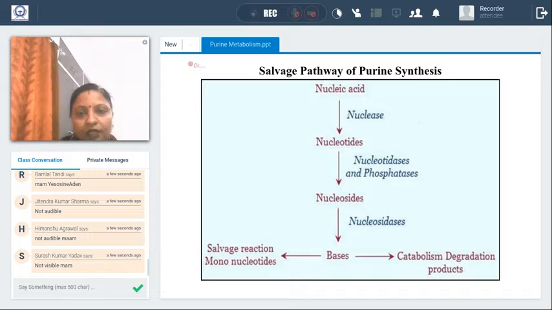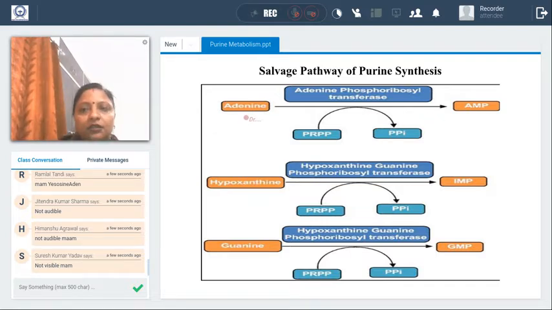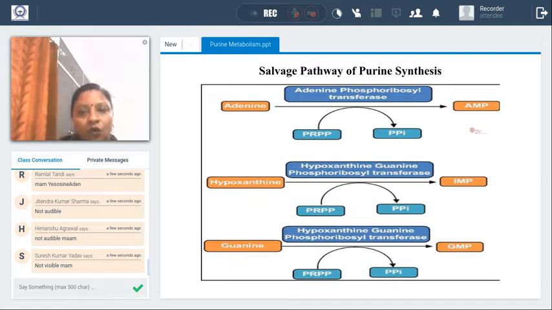This is the basic pathway that is called the salvage pathway. It is present in almost all the cells. This is the main pathway of the salvage process of purine synthesis, in which adenine is converted into AMP.